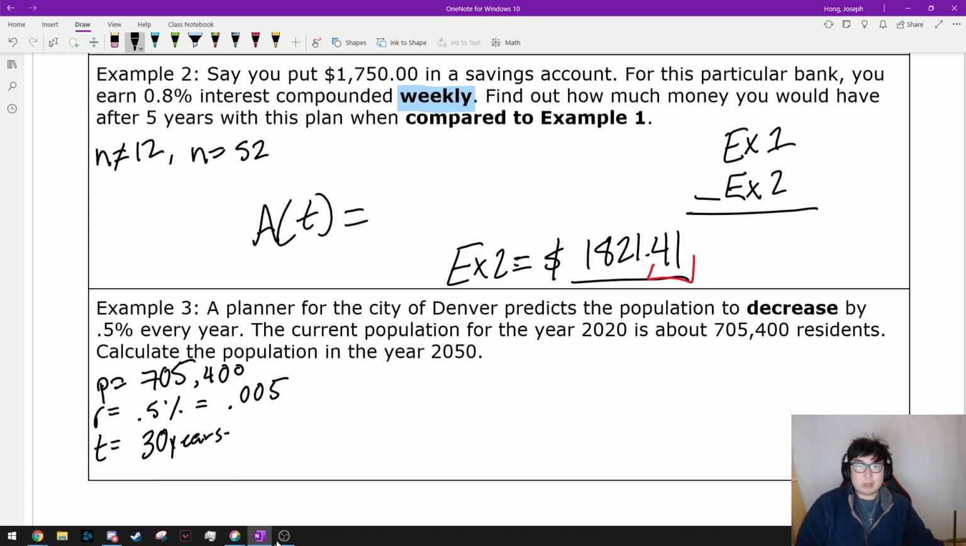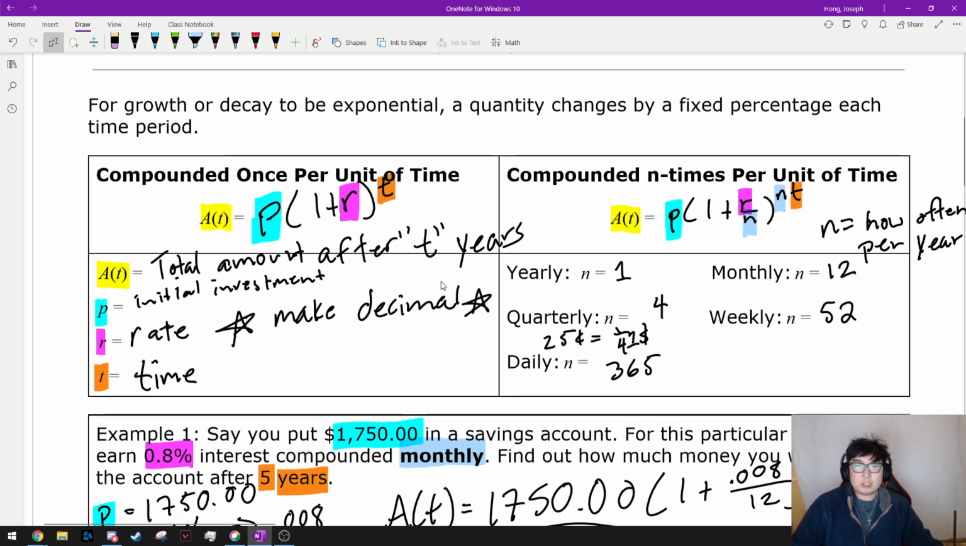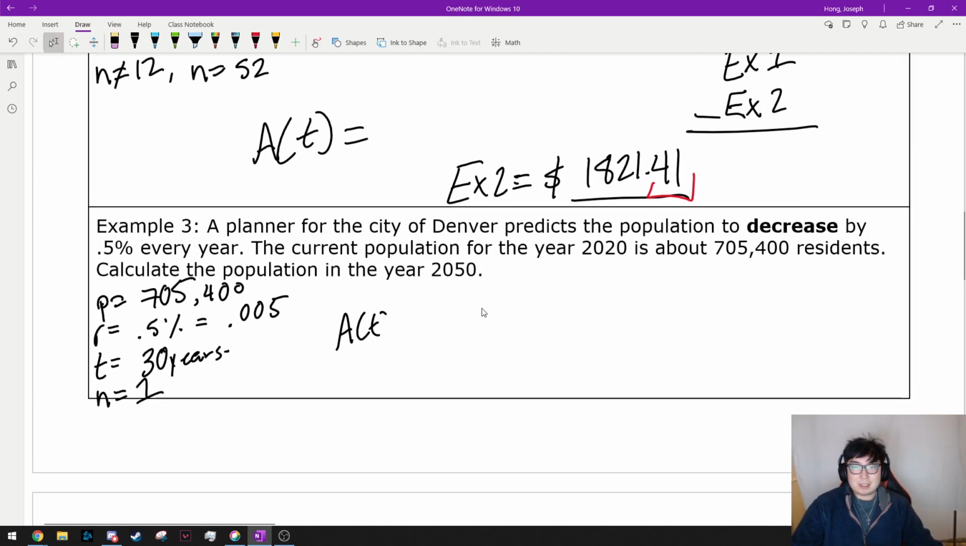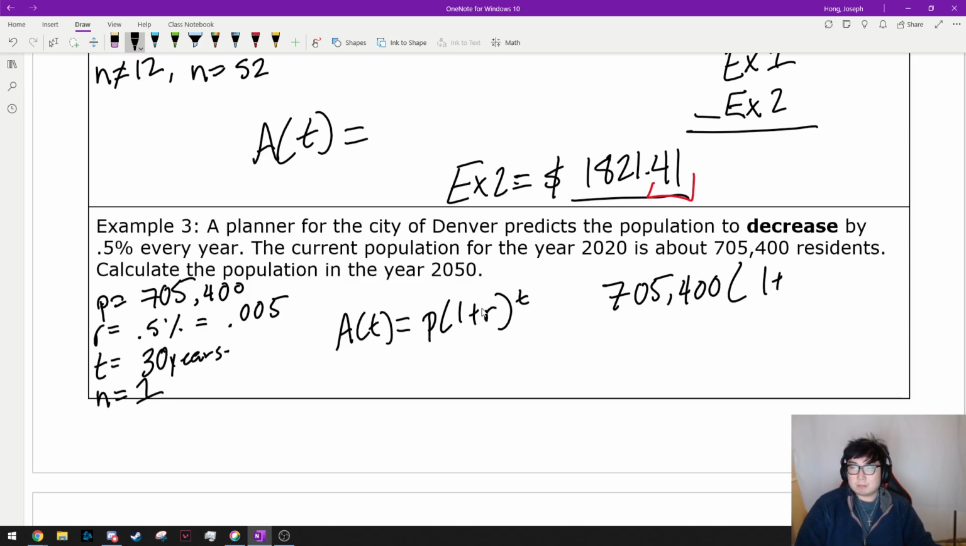So my big question is, why did I not put n? And the reason why is because my n is equal to 1. If my n is equal to 1, I use this first equation that I talked about in the beginning of class today. So that's A of T is equal to P times (1 plus r) to the power of T. And now all you've got to do is plug and chug, which is 705,400 times (1 plus 0.005) to the power of 30.